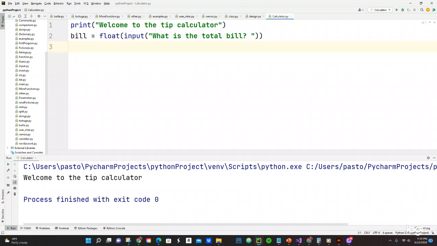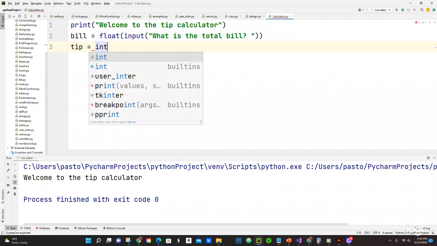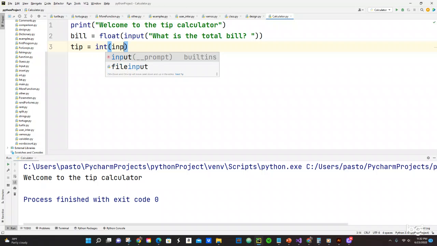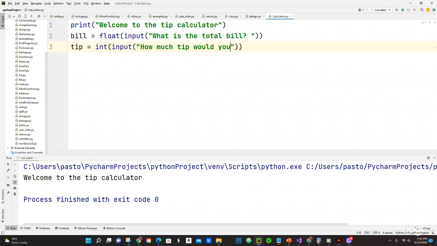The next step, we're going to have another variable called tip. With this one, we're going to ask the user how much tip they would like to give, but we're going to use int and input, and then parentheses, a string for the question: "How much tip would you like to give?"